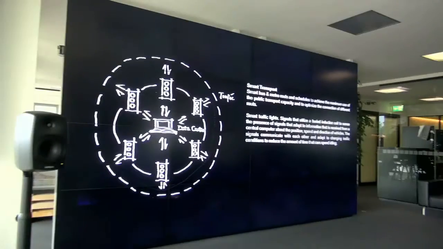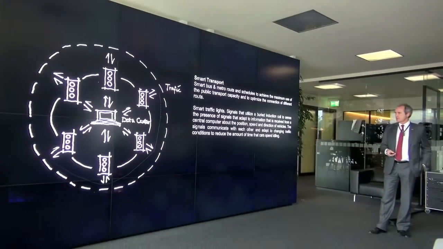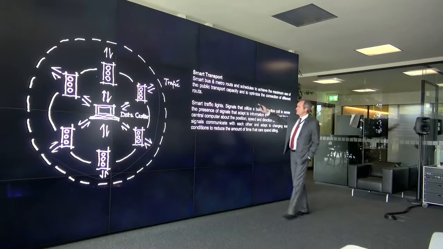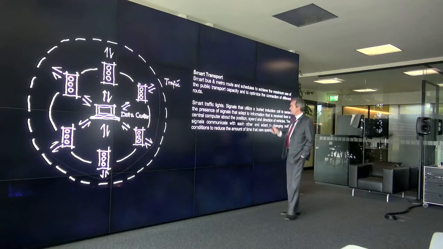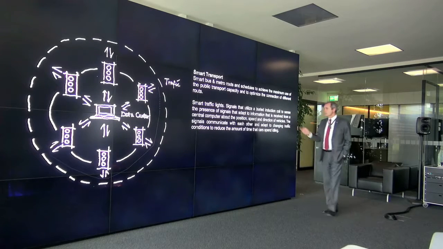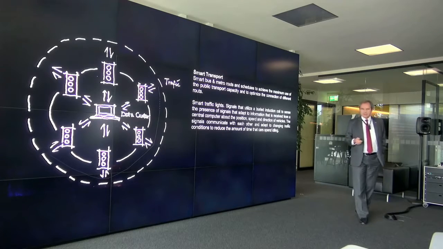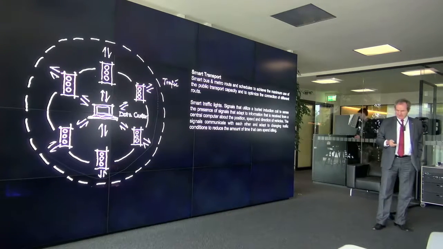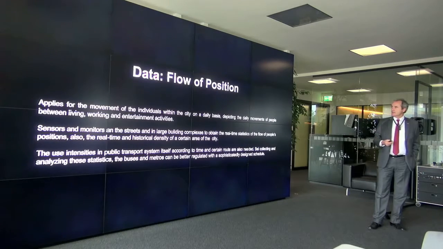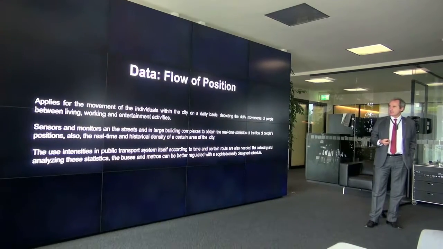Then you focus on the transport, how to improve the transport, make the transport more smart, given the fact that the streets are already there. So you describe smart bus and metro routes and schedules, also smart traffic lights and signals, and the signals that communicate with each other and adapt. This is something that every city is trying to achieve these days. So that's certainly an important aspect.